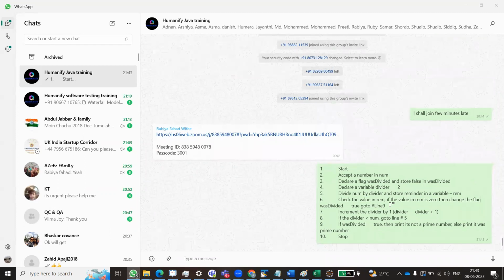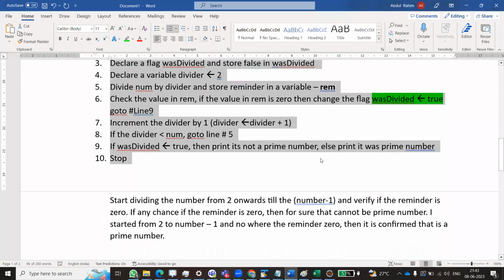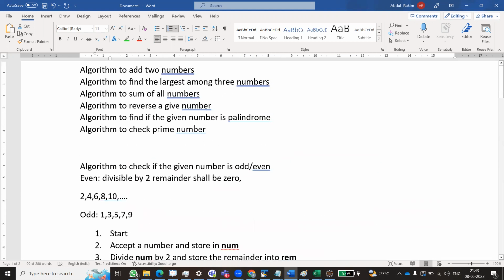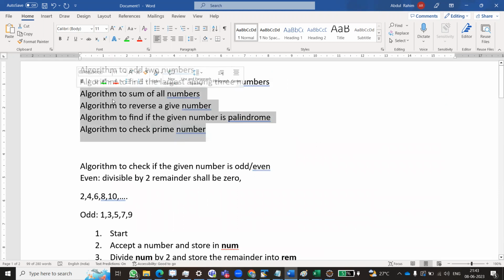Okay, so this I have just shared with you guys. Now the team is also small, but irrespective of whether team size is big or small, if they're really interested and learning, even a small team is fine. But I want everyone to be involved. So guys, in a similar way, try to write programs to find the algorithm.